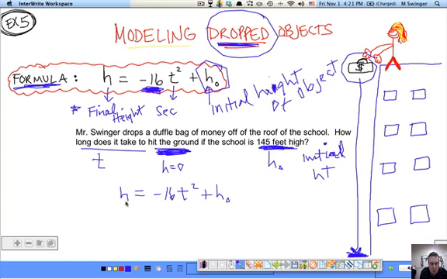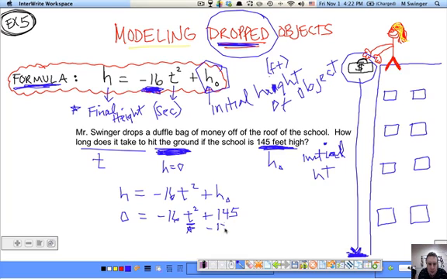Let's plug in h. The final height is 0 feet above the ground because it hits the ground, equals negative 16 t squared plus the initial height, which I told you is 145. By the way, h has to be in feet in this case, and t has to be in seconds. If it's different, you change it. Now basically all you have to do is find t. Should we factor? No. There's no bx term, right? You don't see ax squared plus bx plus c, no bx. So let's get t by itself.